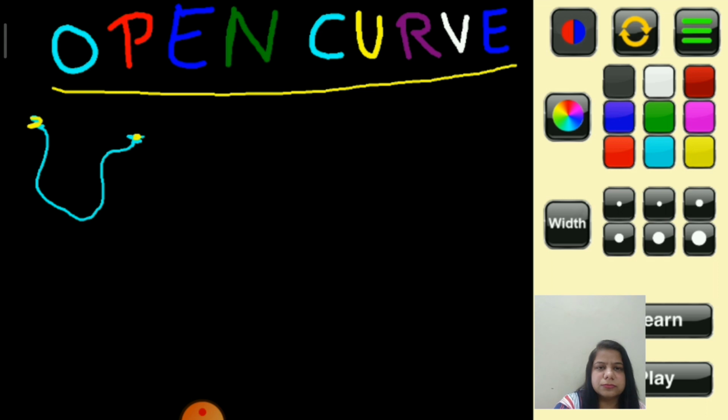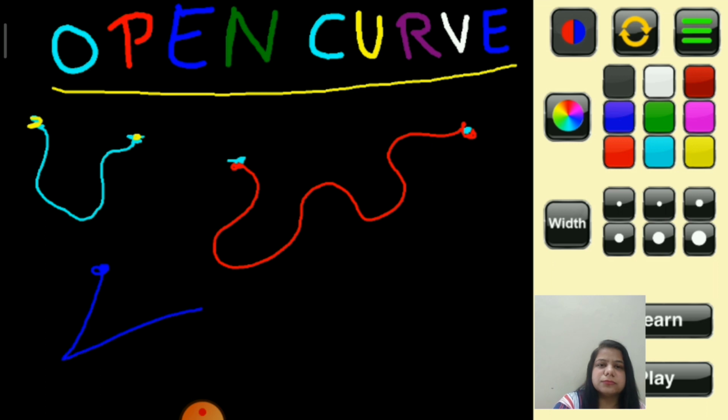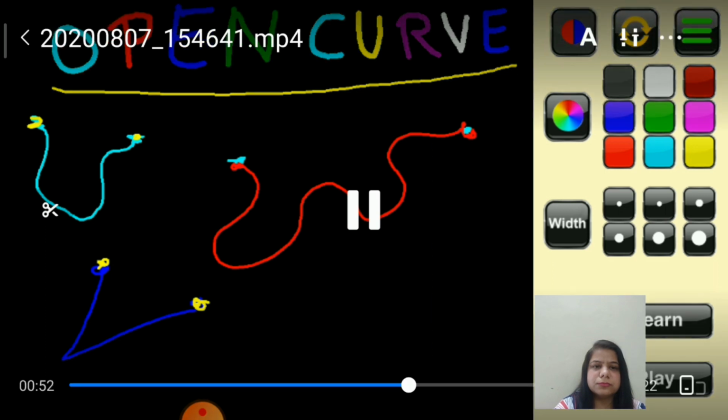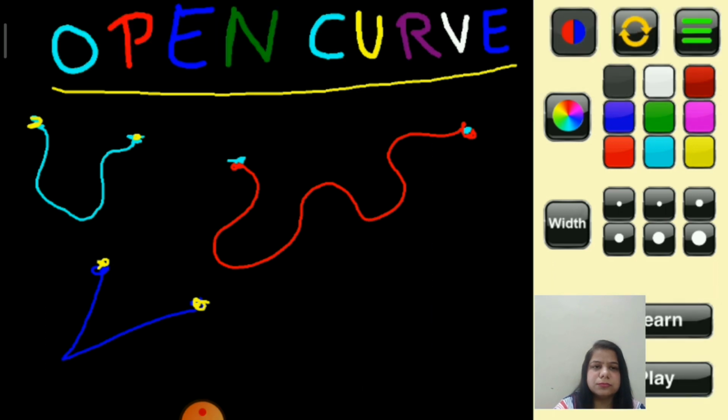Again, I can give you one more example. If I draw like this, starting from here, it goes and ends here. So this is again an open curve. You can see this is the starting point and this is the ending point. Both are different. Again, if I draw like this, this is the starting point and this is the ending point. This is again an open curve. You can see both are different. Otherwise also you can see this is an open curve, all its space is open.